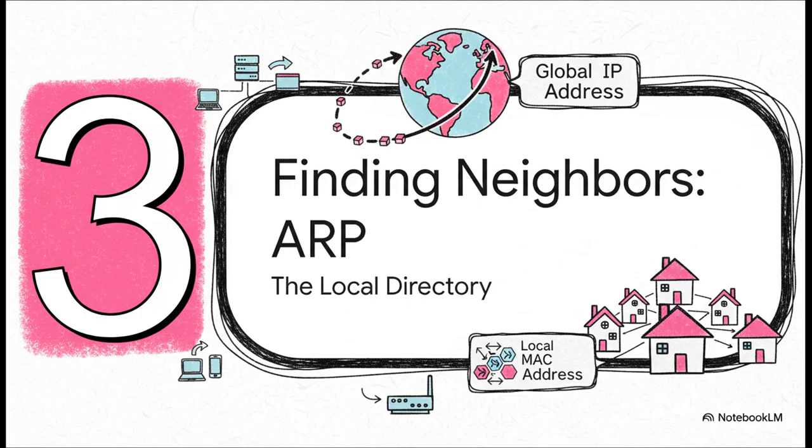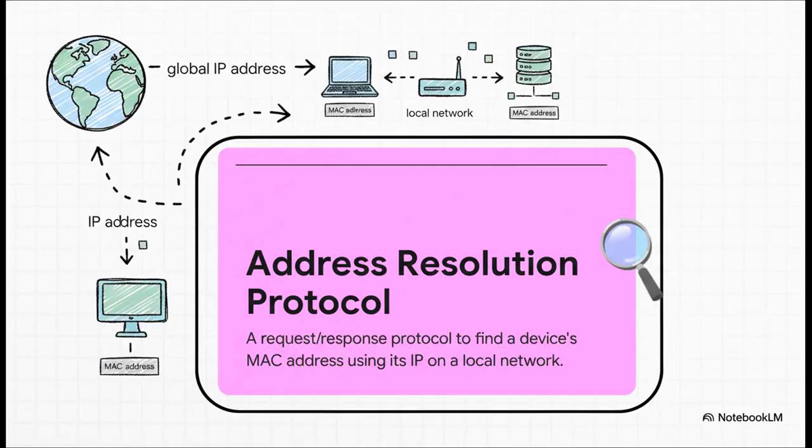Well, it uses this really clever little protocol that basically acts like a neighborhood directory, letting all the local devices introduce themselves to each other. This is the Address Resolution Protocol, or ARP for short, and its job is beautifully simple. It's a conversation starter. A device uses ARP to basically shout out, "Hey, I have this IP address. Can the owner please tell me their MAC address?" And here's the key. This conversation can only happen inside the local network.